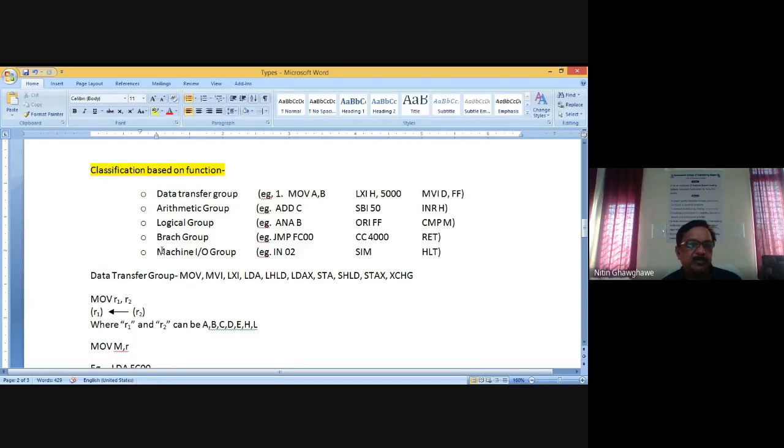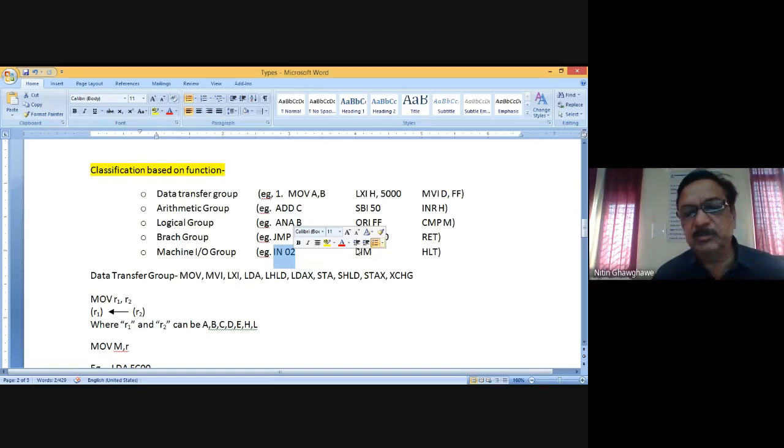You can go through them in detail. And further, the machine and IO control group. For example, these are the three important instructions: NOP, SIM (set interrupt mask), or HLT (halt). All these are the various instructions belonging to this group. Okay.